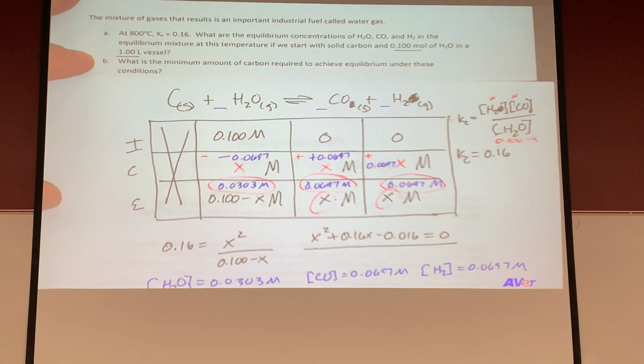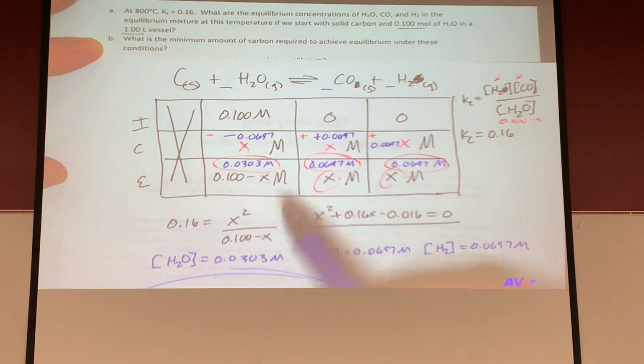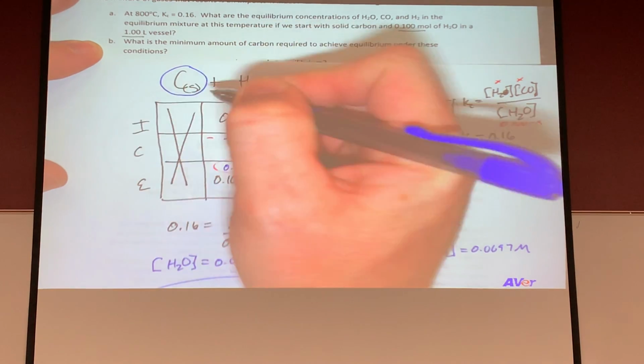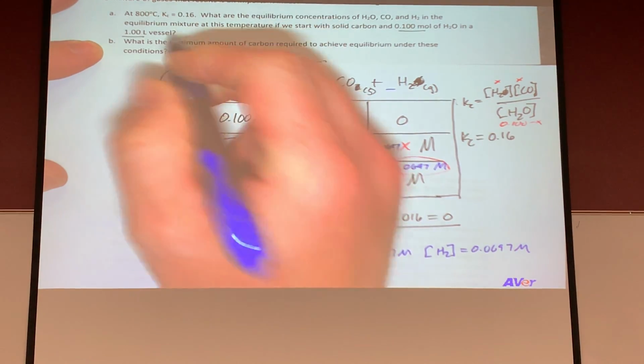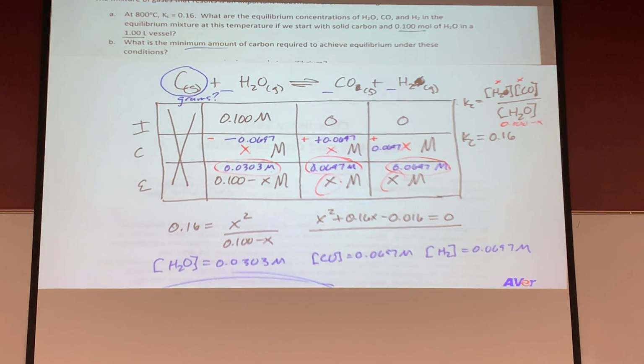How about part B? Would you have a clue on how to do part B? I didn't even look at part B. It's not too bad. So how would you do part B? Talking grams? Moles, I think. You're talking about moles? So in part B, for the equation here, I want the answer in grams. It says just minimum amount, but I want grams. What's the minimum number of grams of carbon that you need in order to get equilibrium?